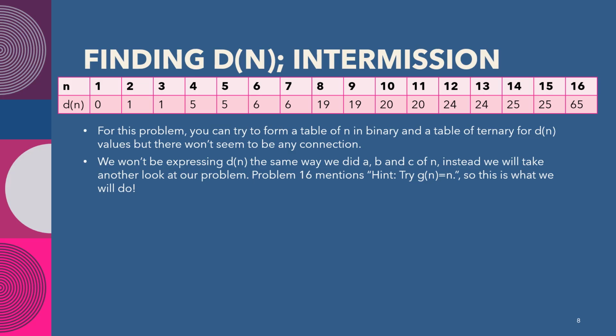So now to find D of n, based on A, B, and C, you might make a chart of D of n values. You might turn n into binary, D of n into ternary, and try to find some connection in between. In this case, I don't believe there is one. So instead, we're going to find D of n in a different way. If you go back to problem 16 in the textbook, you'll see a hint: try G of n equals n. So we're going to do that.